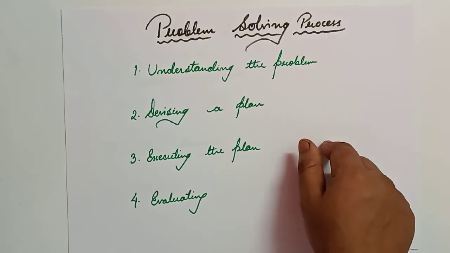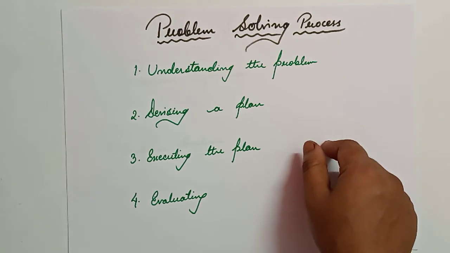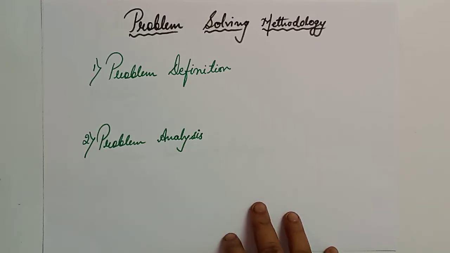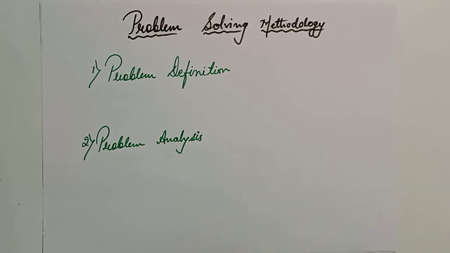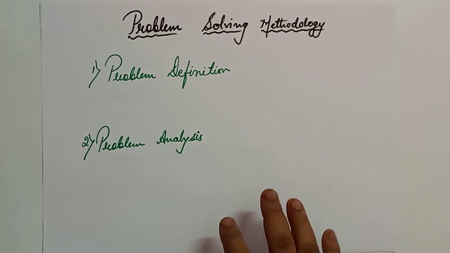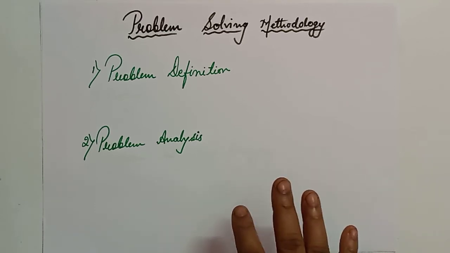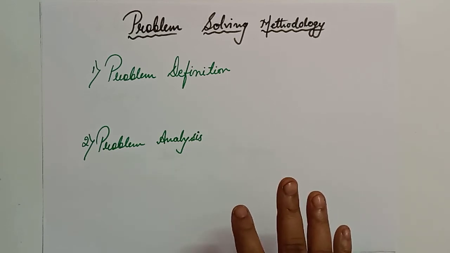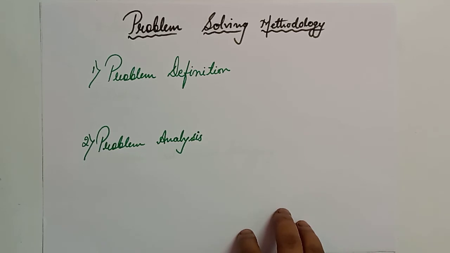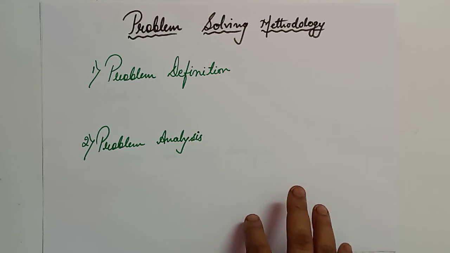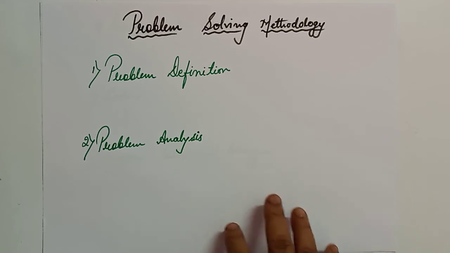Okay, now let's talk about the problem solving methodology. There can be many approaches, many methods to solve a particular problem, but we should adopt a systematic method of problem solving. So here we will be following the 7 steps of the software life cycle to solve a particular problem.